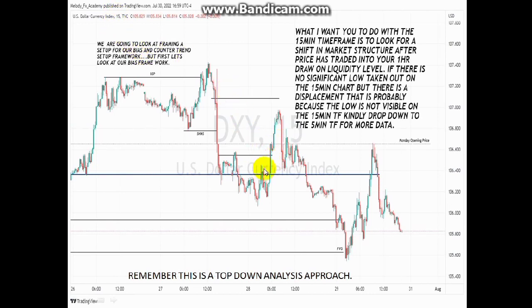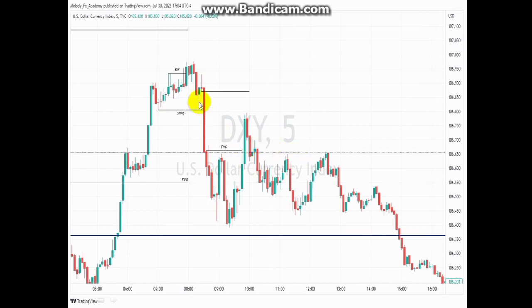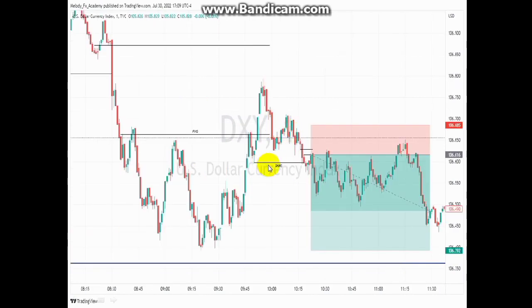On the 15-minute time frame, you look for a shift in market structure. If there's no significant low taken out but there's a displacement, that's probably because the level is not being shown on the 15-minute time frame. You drop to your 5-minute chart, and as you can see, we had the level right here. Once price trades into that, you go down even further to your 1-minute time frame.